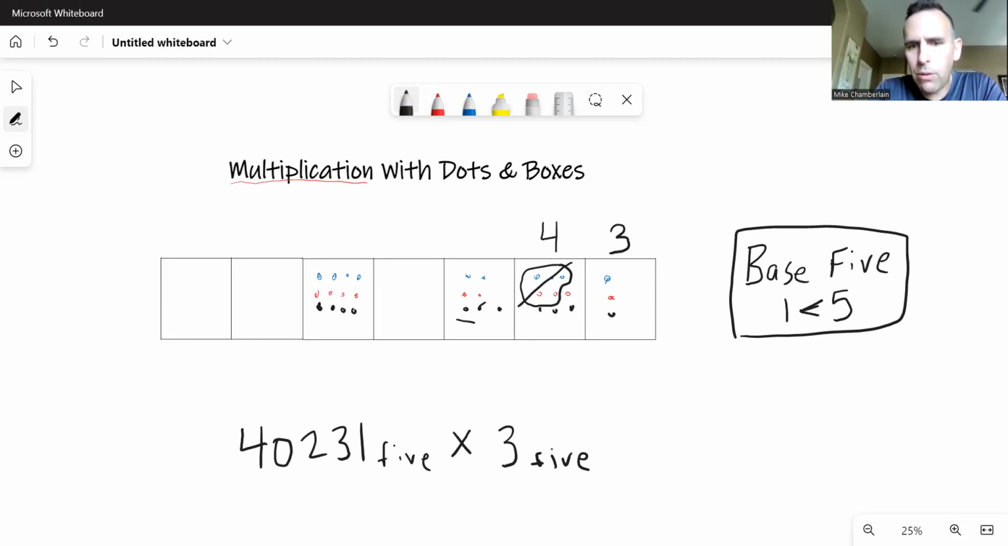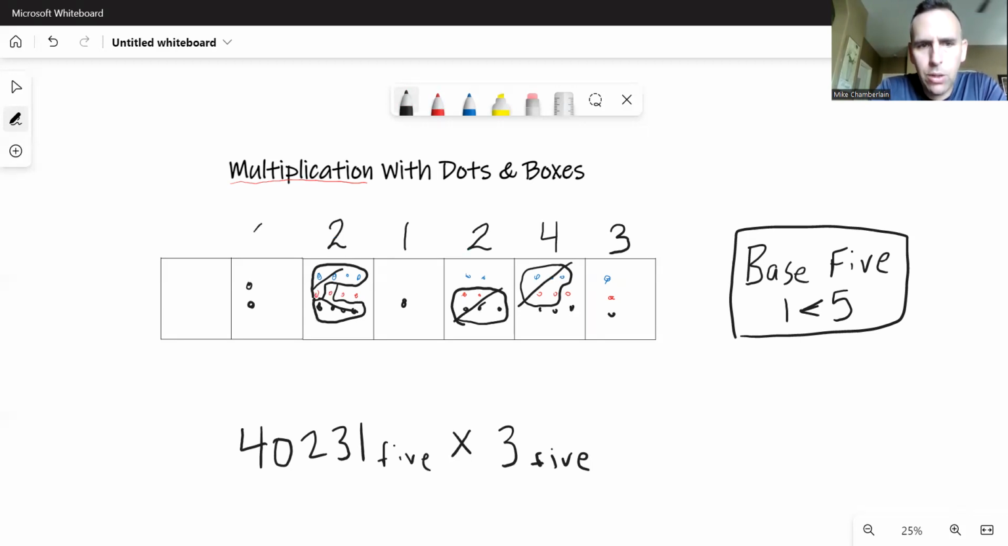Moving over to the next place value, I could once again find a group of 5 dots that will explode and move to the left, leaving me with 2 dots. In the next space, there's just 1 dot, so I'll note that. And then lastly, it looks like I can find more than one group of 5. There's a group of 5 that I can explode and move to the left. And once again, there's another group of 5 that I can explode and move to the left, leaving me with 2 dots there and 2 dots in the last place. My final answer would be 2, 2, 1, 2, 4, 3, base 5.